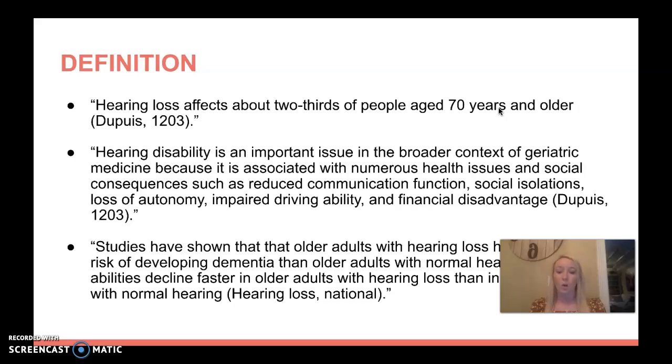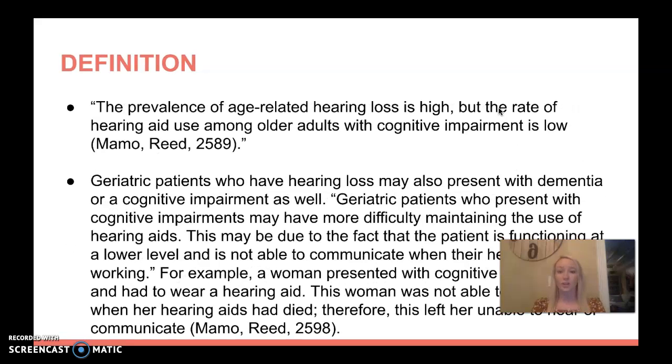Studies have shown that older adults with hearing loss have a greater risk of developing dementia than older adults with normal hearing. Cognitive abilities decline faster in older adults with hearing loss than in older adults with normal hearing. Furthermore, the prevalence of age-related hearing loss is high, but the rate of hearing aid use among older adults with cognitive impairment is low. Geriatric patients who have hearing loss may also present with dementia or cognitive impairment as well.